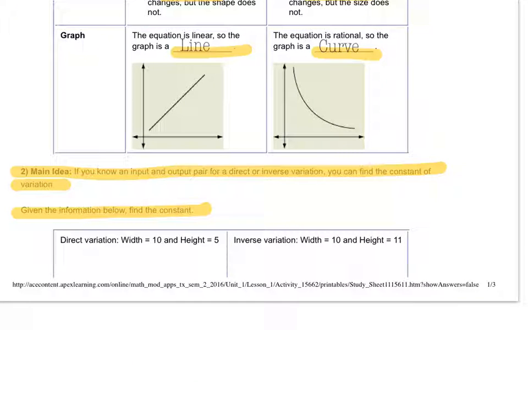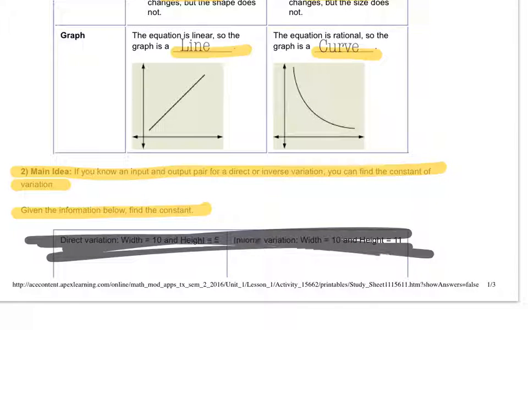So here comes the main idea again. If you know an input and output pair for a direct or an inverse variation, you can find the constant of variation. Now, we're going to use the given information below to find the constant. Don't worry about us not having enough space over here, because I put it on the next slide.